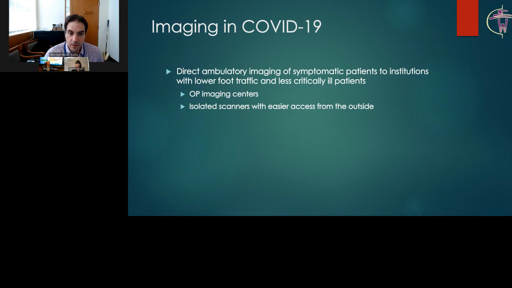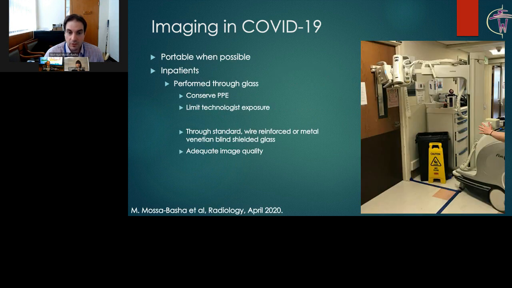So in terms of imaging in COVID-19, we work to direct ambulatory imaging of symptomatic patients to institutions with lower foot traffic and less critically ill patients. This includes outpatient imaging centers, as well as isolated scanners with easier access from the outside within our hospital systems. We perform portable imaging when possible, as we mentioned. And this applies for inpatients.